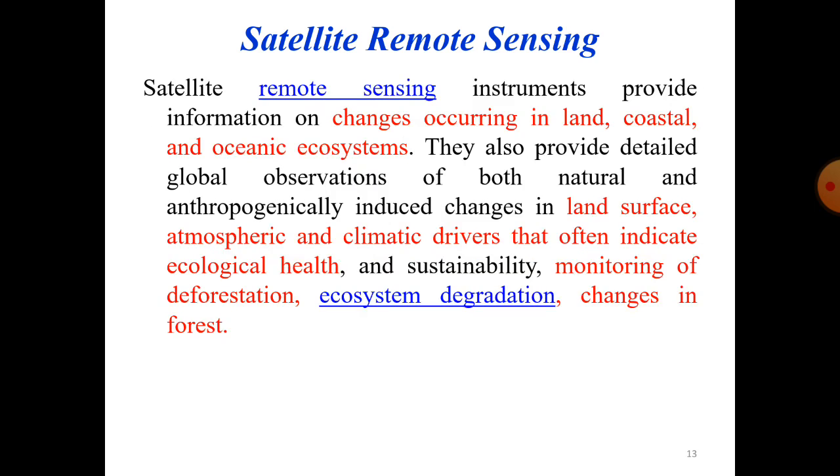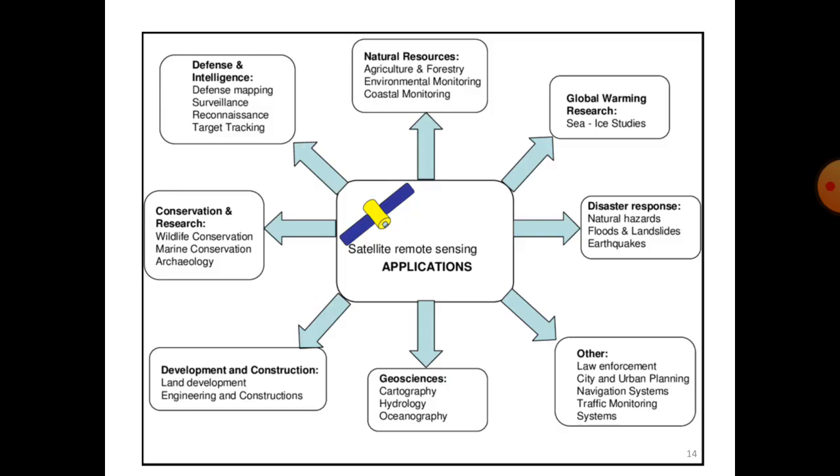Widely, satellite remote sensing is used in gathering the information about land, coastal areas, oceanic systems, then forests, atmosphere, climate changes, then ecological health of a particular area, then deforestation details, ecosystem degradation, and if any changes are happening in the forest, such information can be recorded by using satellite remote sensing.